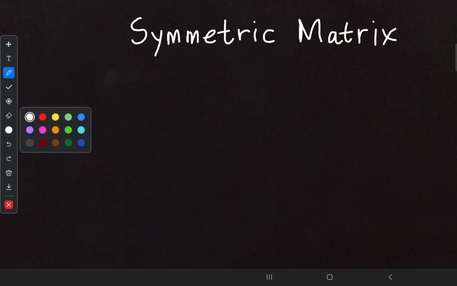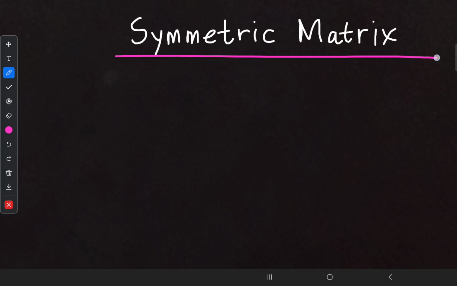In symmetric matrix, here also we are only considering square matrices. That means 2 into 2 matrix and 3 into 3 matrix. Square matrices only will be included in symmetric matrix. So, for an example, I'll take 2 and 2. The main diagonal will hold any values. Here -1, here 2.